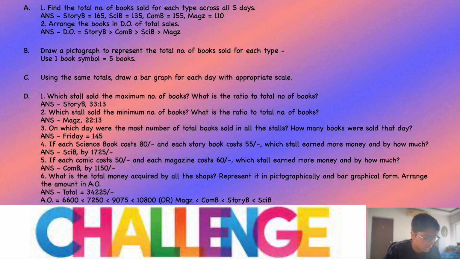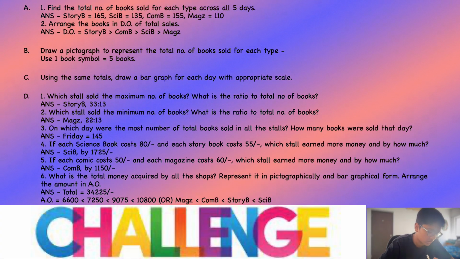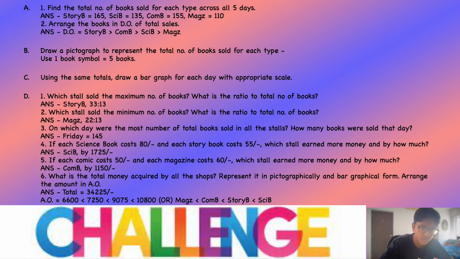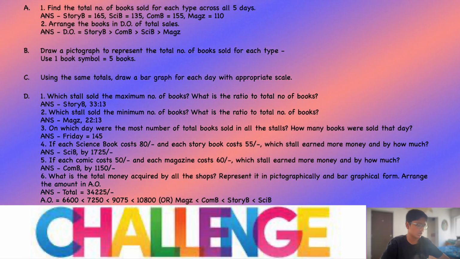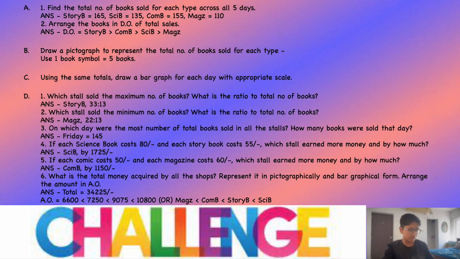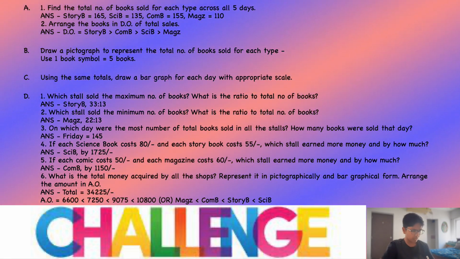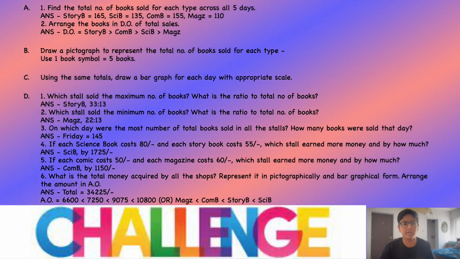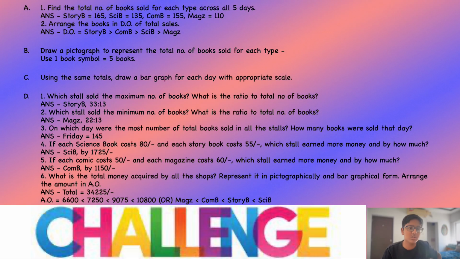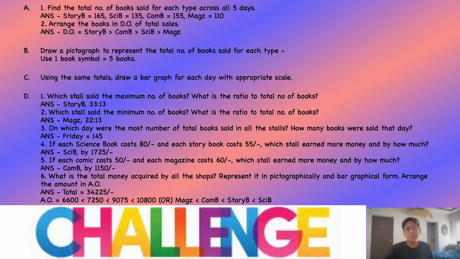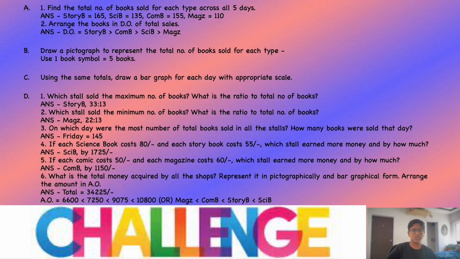For comic books we have 7750, and for magazines we have 6600. So the difference will be 1150 for comic books. The total money acquired by all the shops is 34,225, and the ascending order is magazine, comic book, storybook, and then science book.